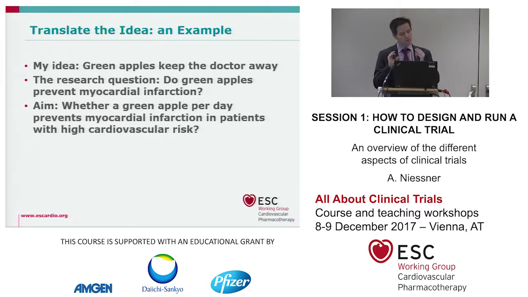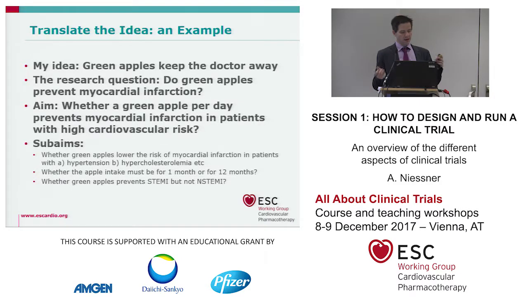You define your patient, inpatient with high cardiovascular risk. And then you can also think about sub-aims, whether green apples lower the risk of myocardial infarction in patients with hypertension or in patients with hypercholesterolemia, whether the apple intake must be for 1 month or for 12 months, or whether green apples prevent ST elevation infarction or non-ST elevation infarction. So you really have to also think about your sub-aims to finally get from your idea to the research question.